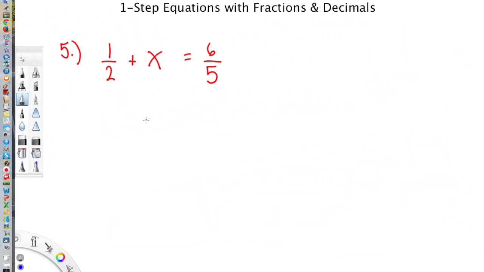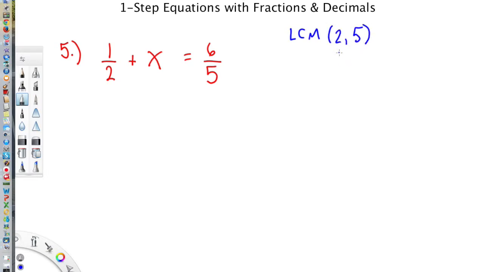Let's take a look at number 5. Now this time we are not adding a decimal, we are adding a fraction, which makes it a little more spicy. We know that when we add or subtract fractions, which we're going to have to do in order to manipulate this equation, we need to have denominators that are the same. And we can clearly see here that 2 and 5 are not the same denominator, therefore we need to find the least common multiple of 2 and 5.